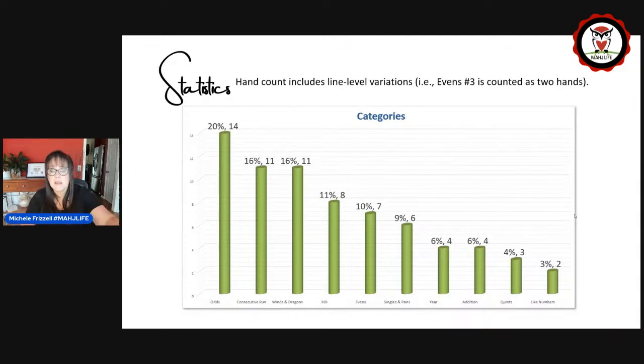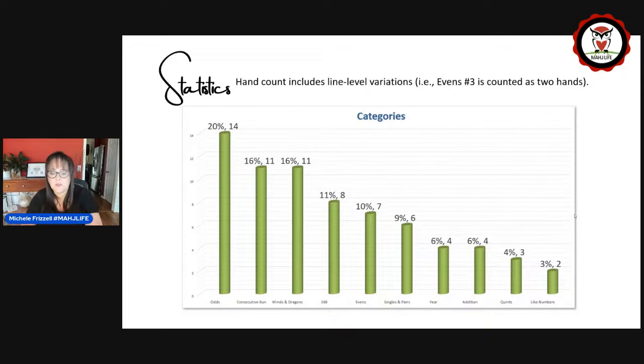With odds, you have 20% of the hands. Most of the hands are in the odd category. In consecutive run, you have 16%. So you have fewer hands, but because you have a 9 number range and 3 different suits, you have flexibility. So it has much more flexibility than any other category on the card.